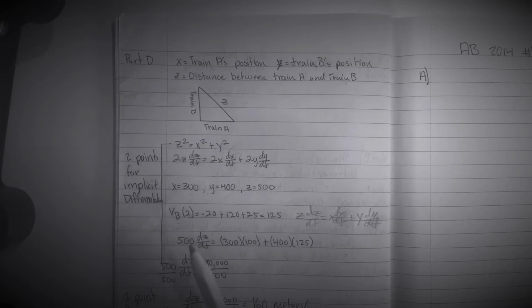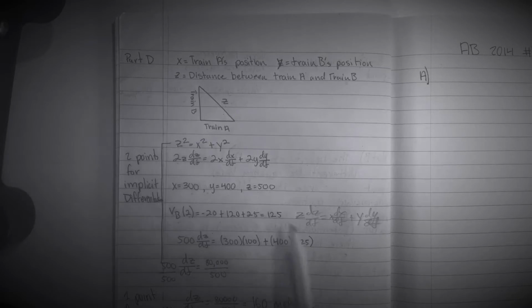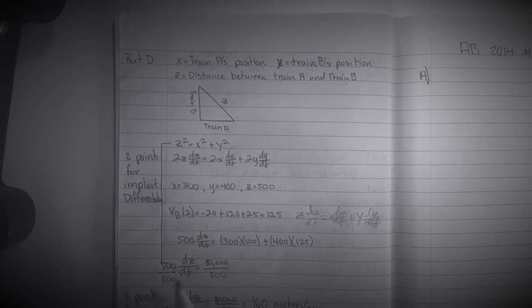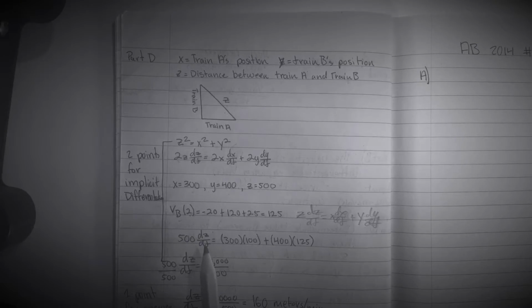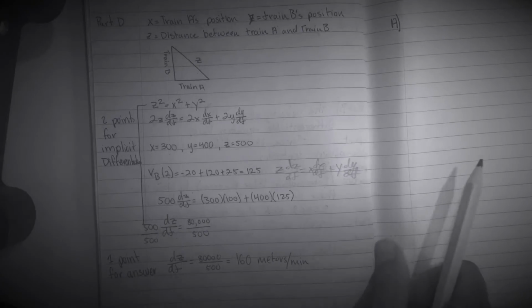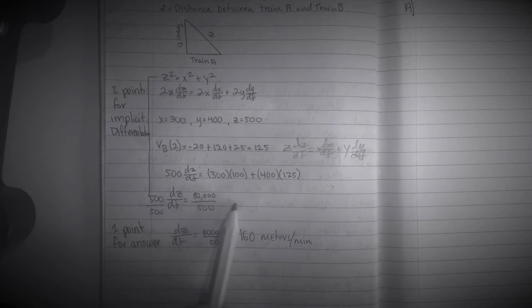So first, you make it a little easier on yourself, and you divide the 2 on both sides to get rid of it, and you end up with z dz/dt equals x dx/dt plus y dy/dt. Then you plug in what you know, and you end up getting 500 dz/dt equals 300 times 100 plus 400 times 125. And from there, you get 500 dz/dt equals 80,000.